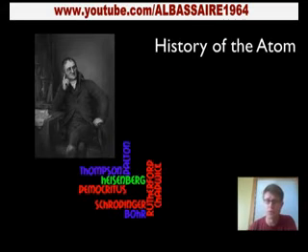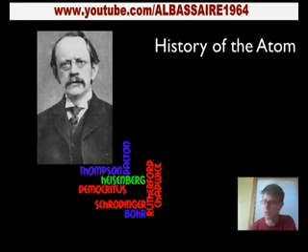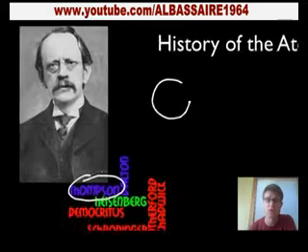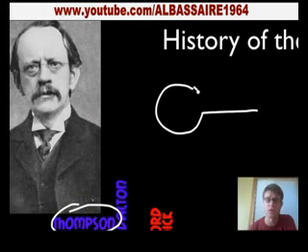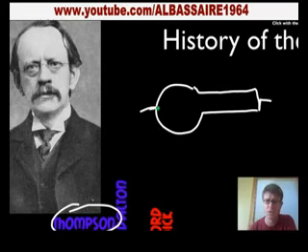Let's go forward a little bit. Who's up next? This guy right here is J.J. Thomson, and J.J. Thomson discovered the electron. Let me show you how he did that. He used something called a cathode ray tube, which looks like this. You essentially have gas, and then you run electricity through it. What you get is a ray that goes right through the middle of it like that.